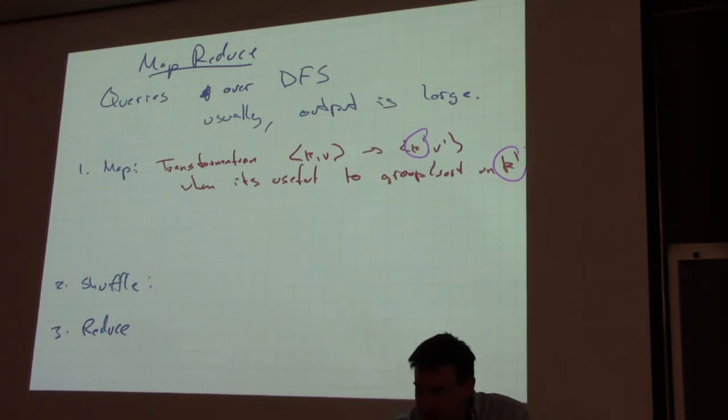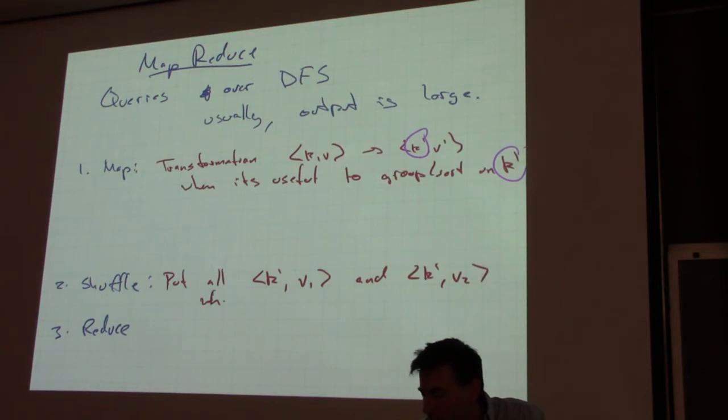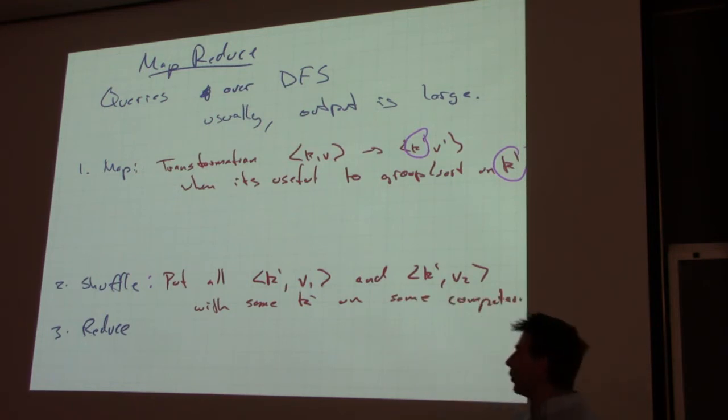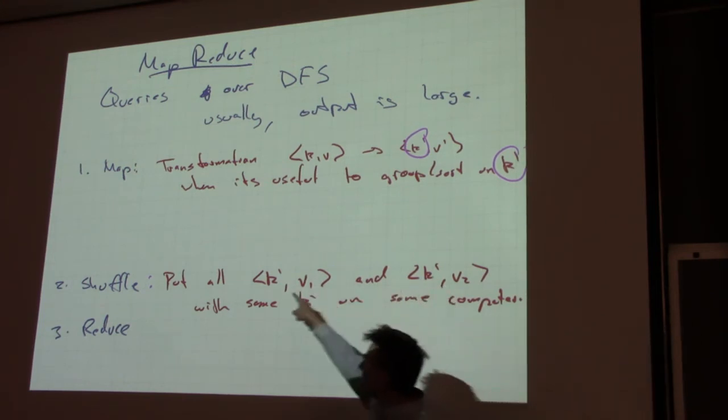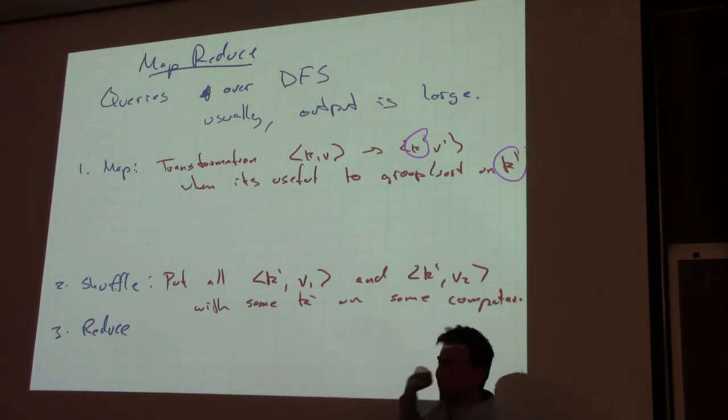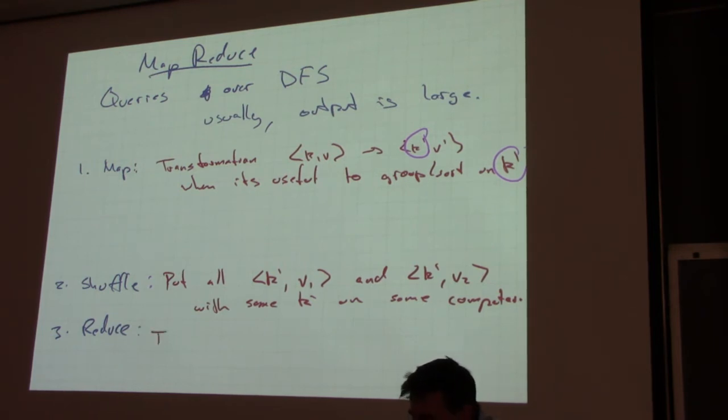Okay. And then the job of the shuffle is to put all K prime V1 and K prime V2, with this same K prime, on the same computer. Okay, the shuffle works behind the scenes. Everything that has the same key in the output of the map step will be put on the same computer. Okay, and then the reduce step, and so this is the same here.